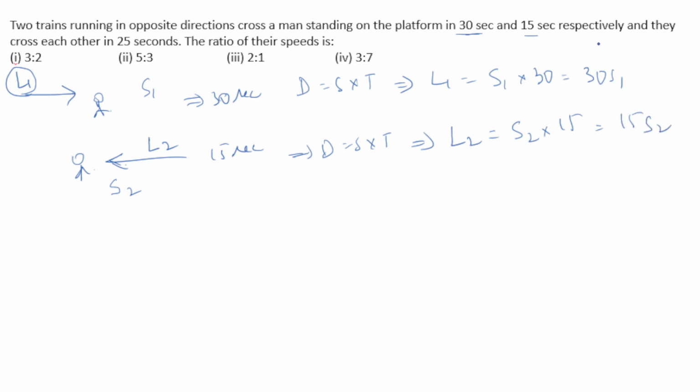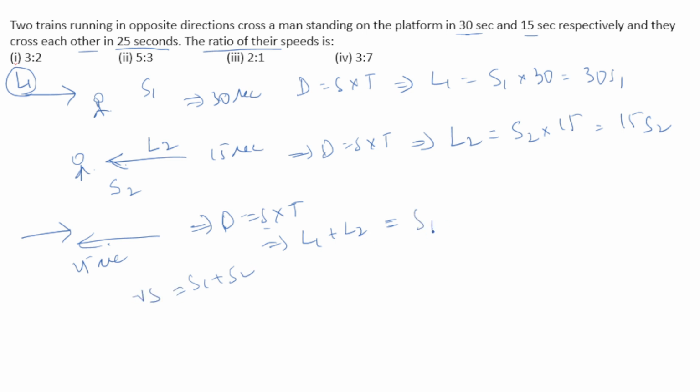And if both the trains cross each other in 25 seconds, here again distance is equal to speed into time. If two trains are crossing each other, what is the distance? It is nothing but the sum of the lengths of the trains. It is L1 plus L2, equal to relative speed, which is the sum of speeds, S1 plus S2, into time. Time is 25 seconds. Here L1 is equal to 30 S1 and L2 is equal to 15 S2.